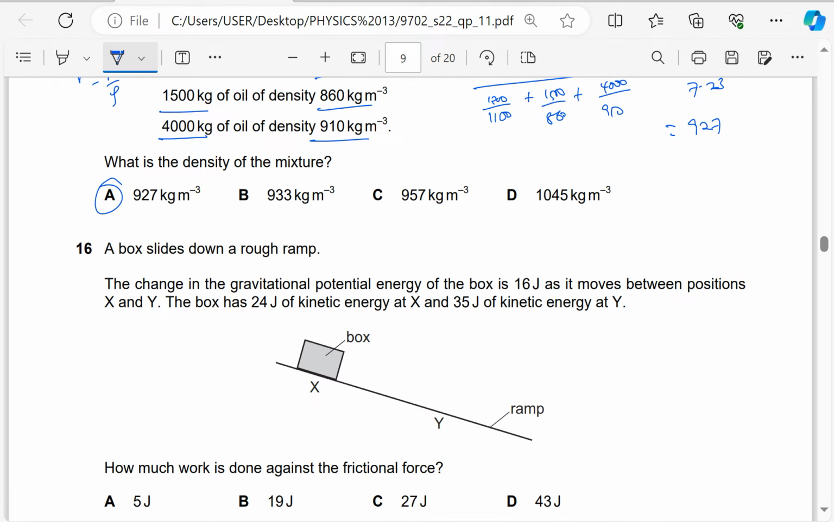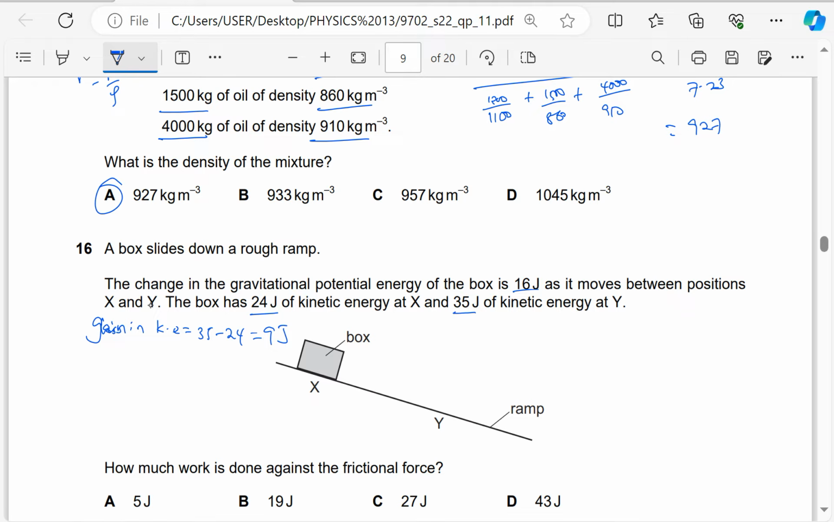A box slides down a rough ramp. The change in gravitational potential energy of the box is 16 joules as it moves between positions x and y. The box has 24 joules of kinetic energy at x and 35 joules of kinetic energy at y. So it means the gain in kinetic energy is going to be 35 minus 24, which is going to be, I think this is 9 joules.